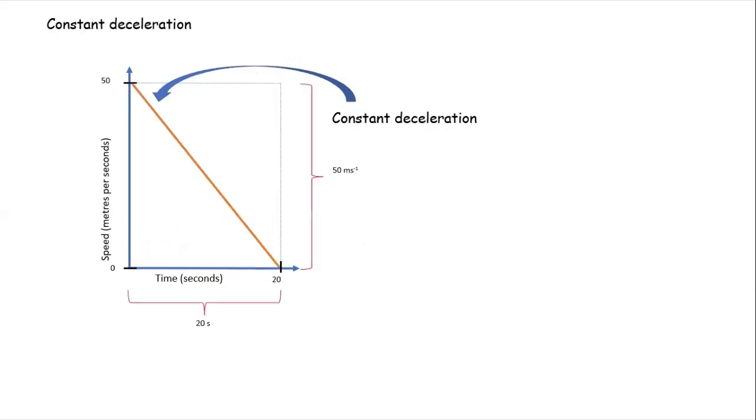For constant deceleration, you can see a straight line downward like this. Again, a = (v − u) / t. Here v is 0, u is 50 meters per second, and time taken is 20 seconds. So minus 50 meters per second divided by 20 seconds gives minus 2.5 meters per second squared.